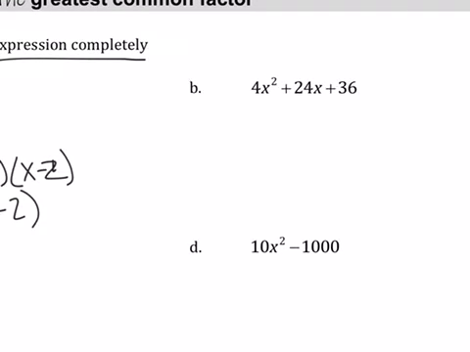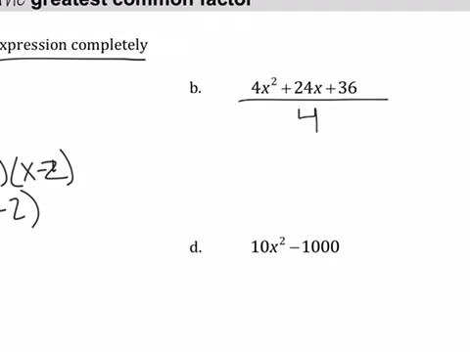B, 4x squared plus 24x plus 36. I'm going to take a look at my lowest term. It's a 4. Does 4 go evenly into 24? Yes. Does 4 go evenly into 36? Yes, it does. So I'm going to use that one. Now, this one does have a second term with a variable in it. However, this third term still does not, so I can't factor out a variable yet either. So I'm just going to let it be that 4.